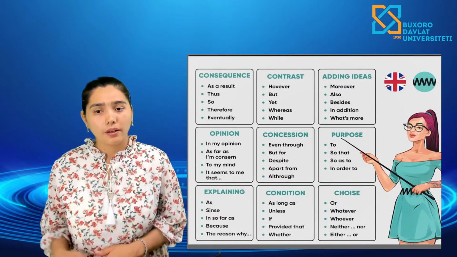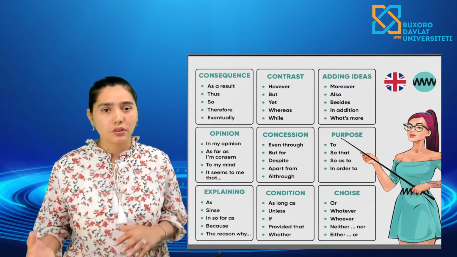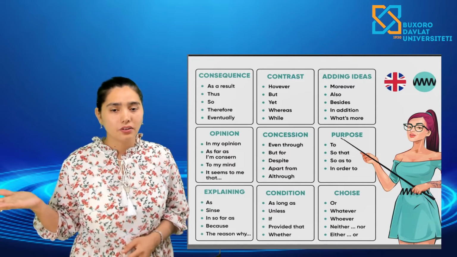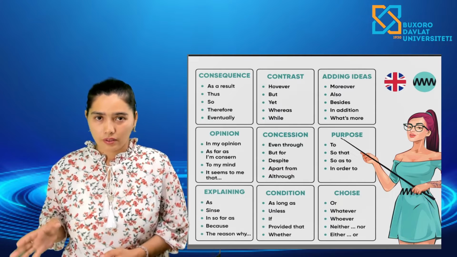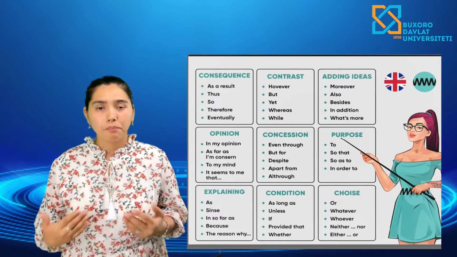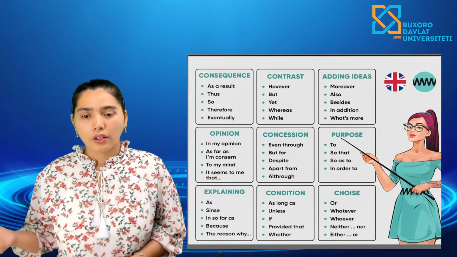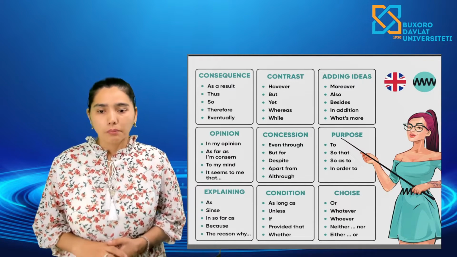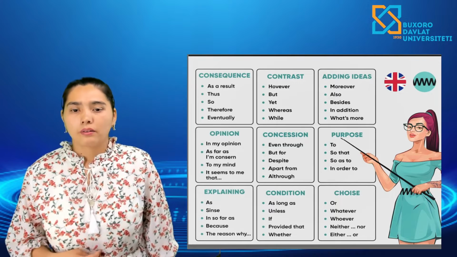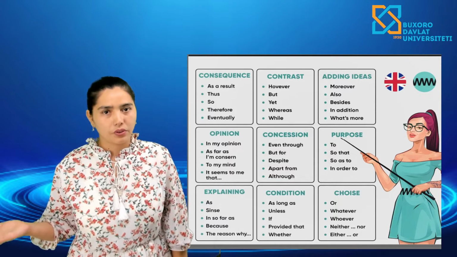The next one is contrast. They show us contrast; some are stronger, some are formal, some are informal, and so on. The next one is adding ideas. We can add more ideas with the help of linking words like more or besides, addition. Most of them come at the beginning of the sentence, and some in the middle. Opinions: in my opinion, as far as I'm concerned, to my mind, it seems to me that. To express concession: even though, but for, despite, apart from, although. The purpose of my speech can be expressed by to, so as to, in order to, and so on.